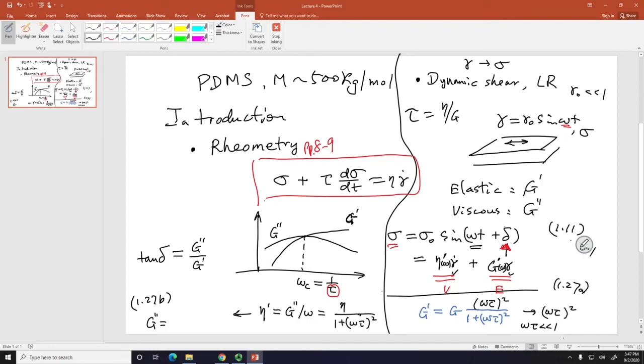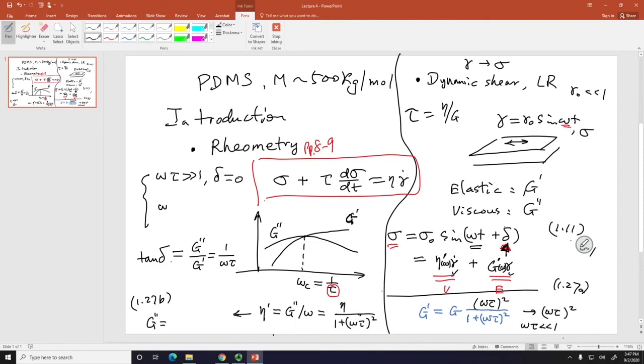And according to the Maxwell model, that is nothing but 1 over omega tau. And of course, the rest is something I hope you can quickly recognize: there are two limits. When omega tau is much larger than 1, then of course tangent delta is 0, or delta is 0. If delta is 0, then of course your stress is in phase with your strain.